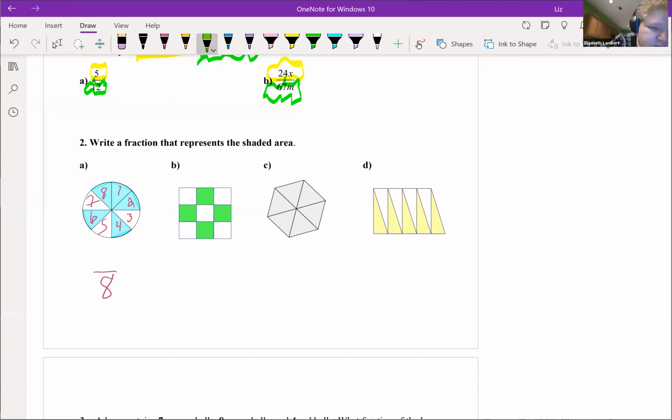Then we want to count the numbers that are shaded. And there are 5 of them.